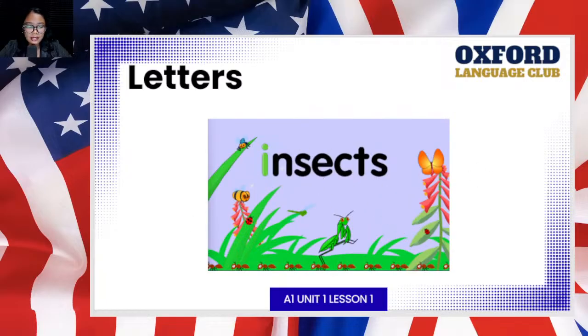We have insects. What is our letter? Letter I. How do we pronounce it? E. What is our word here? Insects. Okay. So we finished with letter I. Again, the name of the letter is I. But how do we pronounce it? E. So you learned about igloo, iguana, and insects.